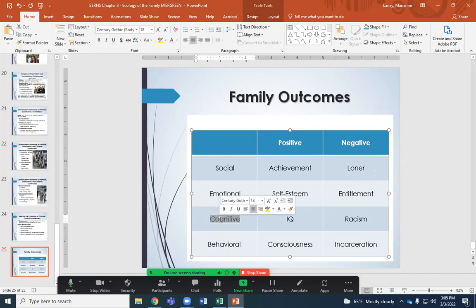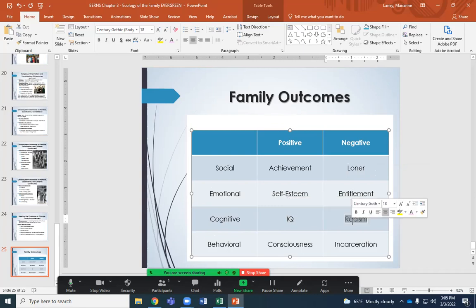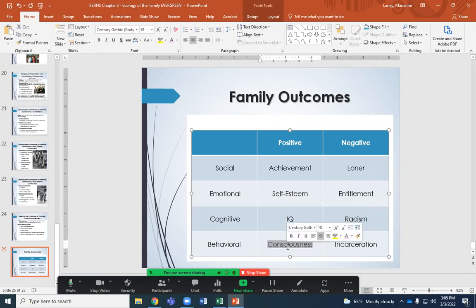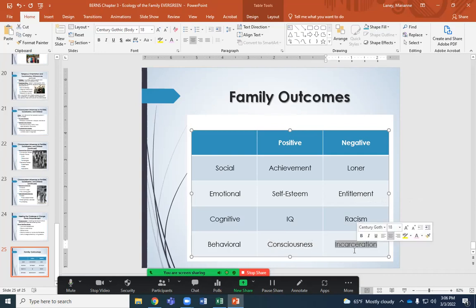The cognitive dimension, the thinking dimension: with good support, you have a positive, strong IQ. Negative is saying, I'm better than everybody else, and those other people are horrible, and they are this way and that way. This is racism. The behavioral dimension is thinking and consciousness, and knowing your place in the universe, but also knowing the state of other people's place in the universe. Or your behavior, you're not following the rules and you're incarcerated.